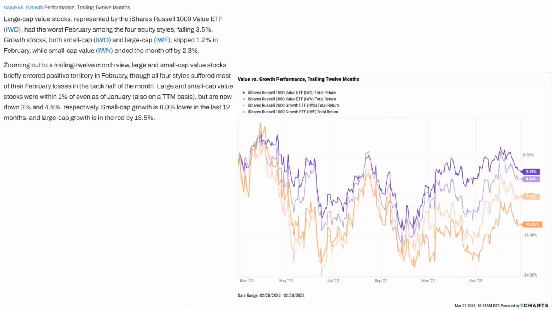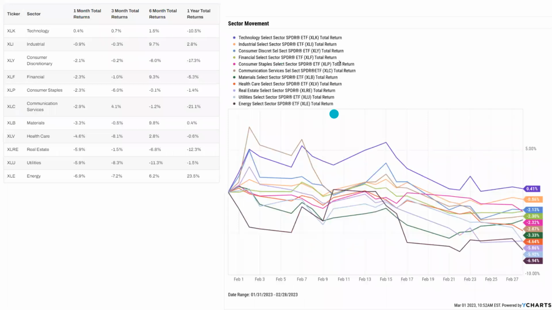Growth stocks, both small cap, which is IWO, and large cap IWF, slipped about 1.2% in February, while small cap value ended the month off by 2.3%. If we go over here, this is going to be the different sectors in the market, right? So we have tech, industrials, consumer discretionaries, all of those. And we can see that tech, we mentioned earlier, was the only positive one, up about 0.4%.